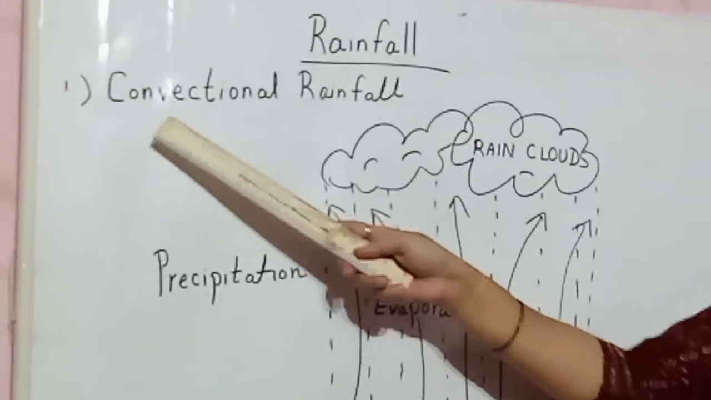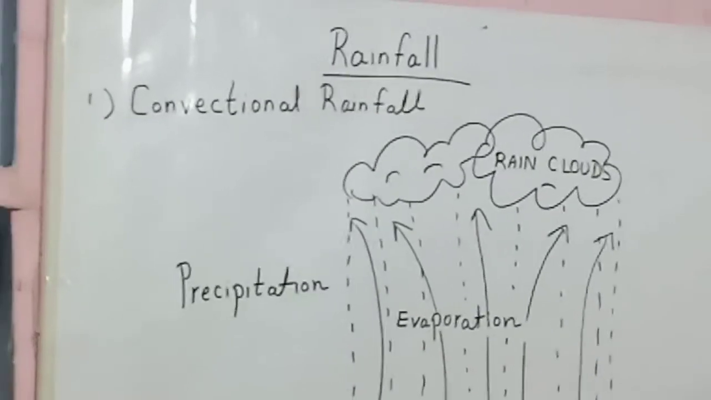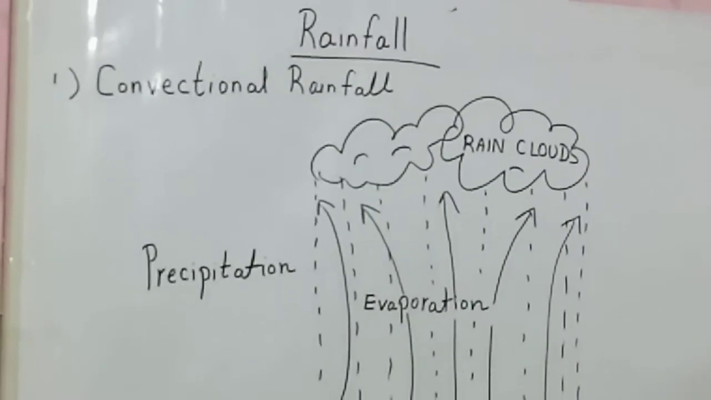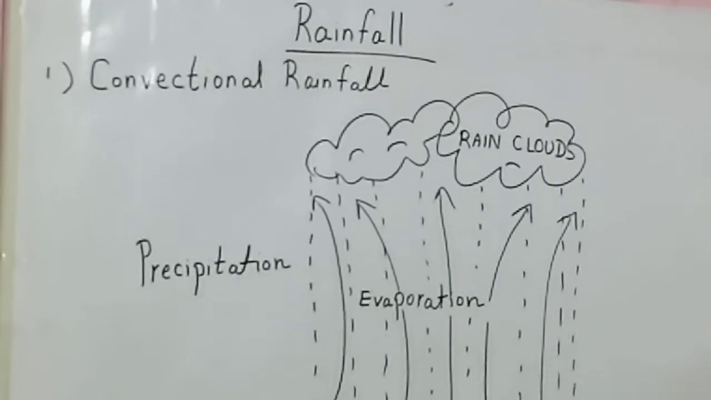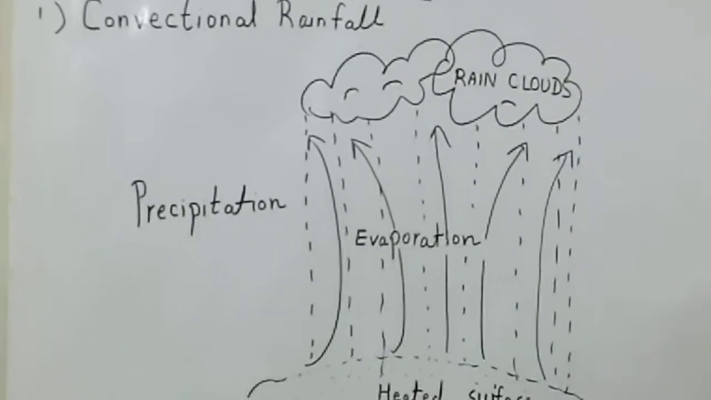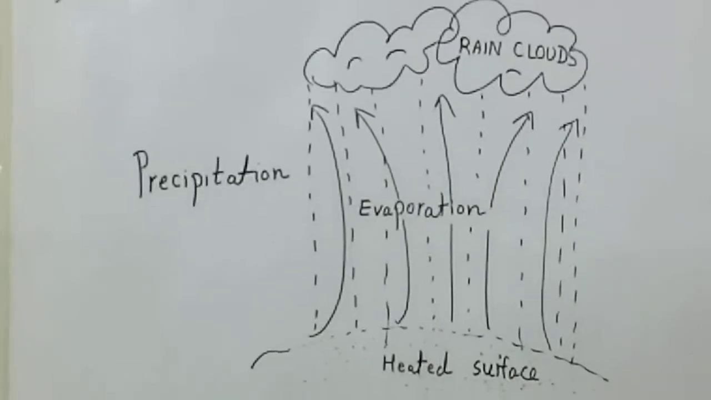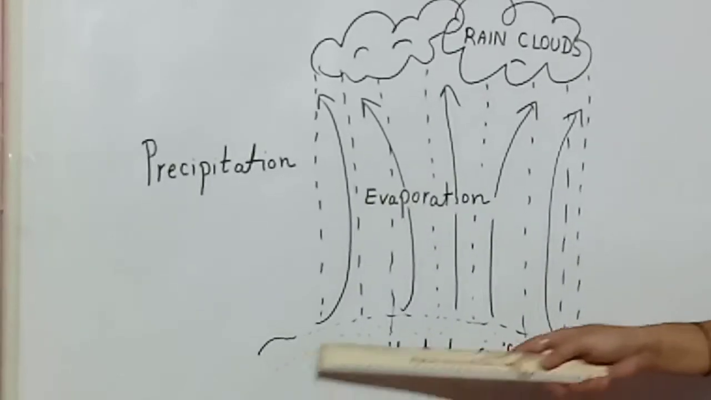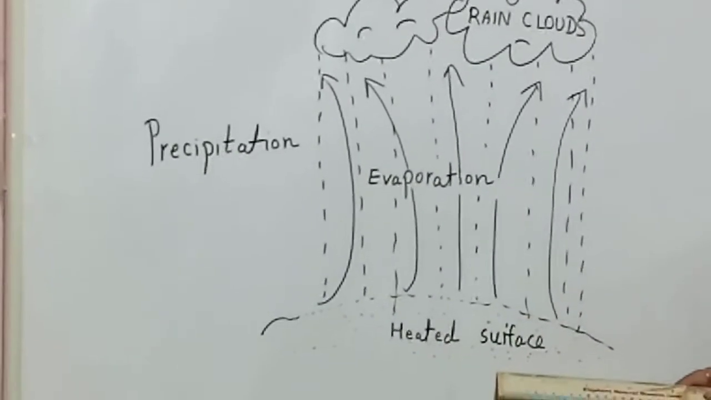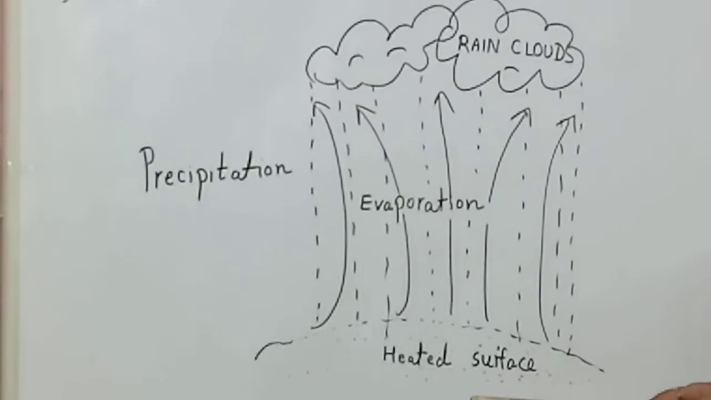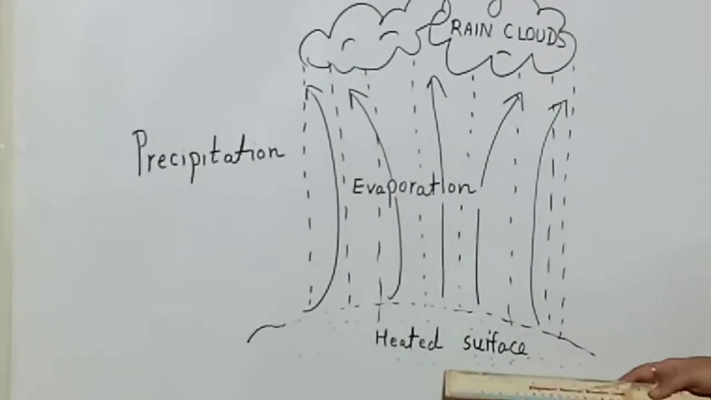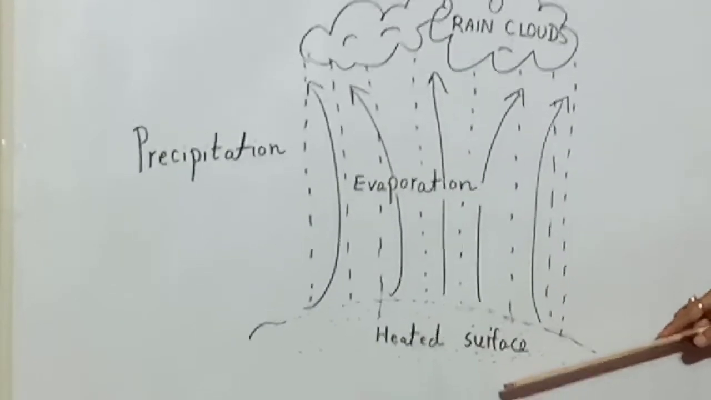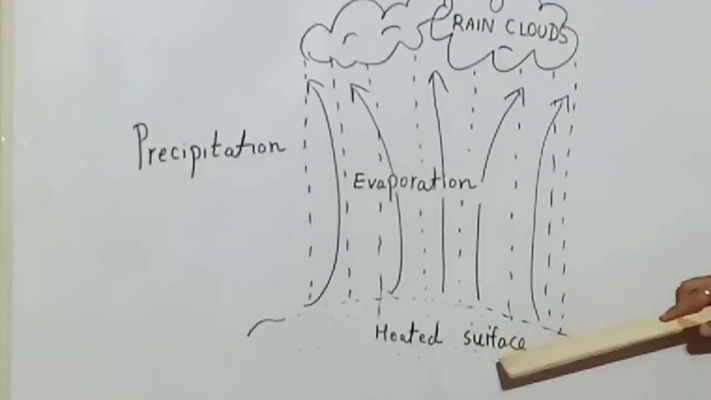First is convectional rainfall. In regions closer to the equator, the rate of evaporation is very high. Air gets heated because of the high temperature. Students, you can see in this image, this is a surface and this is a heated surface. Air gets heated because of the high temperature and starts rising in the form of convection currents.